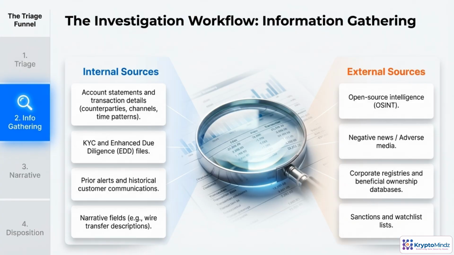Information gathering is where an alert becomes a real investigation. Begin with internal data: account statements, transaction details, narrative fields, KYC and EDD files, and any prior alerts or customer contacts. That shows what the customer is doing with your institution. Then widen the lens with external sources: open source intelligence, adverse media, corporate registries, beneficial ownership tools, and sanctions or watch lists. Strong investigations deliberately cross-check internal and external information before deciding what happens next.